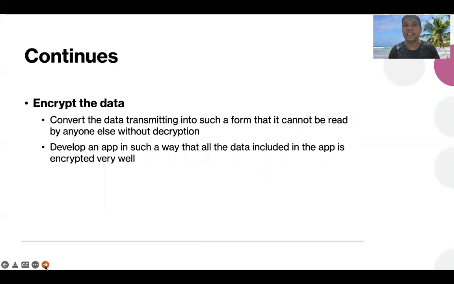The second one is to encrypt the data. As I mentioned earlier, we have a lot of encryption methods, but the most important is that you need to choose a correct or standard encryption method. The purpose is to convert the data transmission into a form that cannot be read by anyone, sometimes we consider them hackers or outsiders.